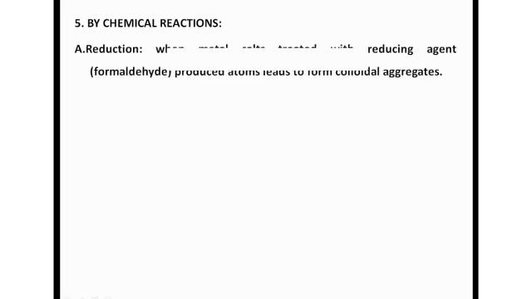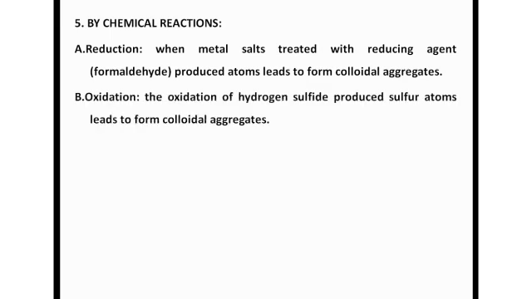By chemical reaction also you can form the lyophobic colloids. How? First of all, reduction. If we treat a metal with a reducing agent, for example formaldehyde, it will produce atoms that will lead to formation of the colloidal aggregates. That is a lyophobic. Oxidation also you can use. The oxidation of hydrogen sulfide produces sulfur atoms which lead to the formation of colloidal aggregates.